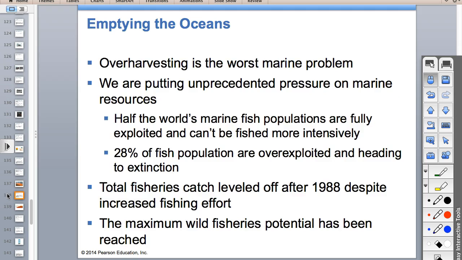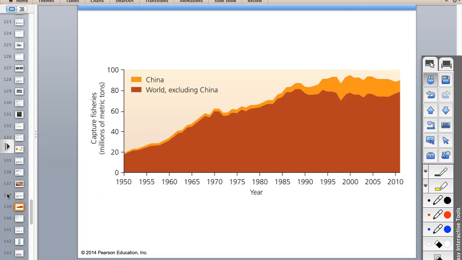Anyway, basically all of the major fish stocks in the wild have been overfished, and that's kind of scary. If you look at how we have captured fish, we've pretty much leveled out since about 1990. It got up a tiny bit, but if you look at the overall fish haul, and I'm talking about how much we have pulled in, it hasn't really increased.